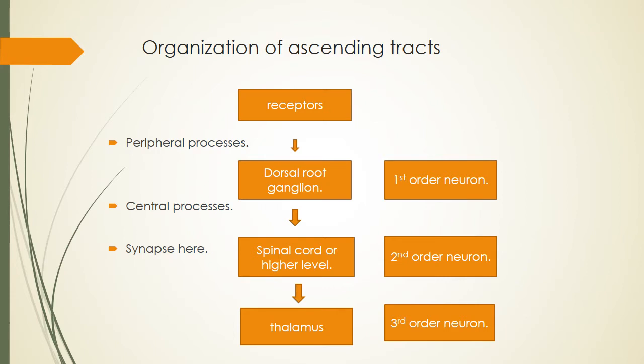Now in this diagram we can again see from the receptors in the skin or peripheral tissues the peripheral processes of the first order neuron. They carry the sensations and synapse in the dorsal root ganglion. Then the central processes from here will either synapse in the spinal cord or, for some tracts, in the brain stem, and these are the second order neurons, and the third order neurons are present in the thalamus.